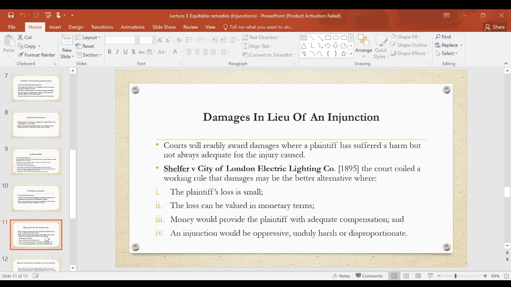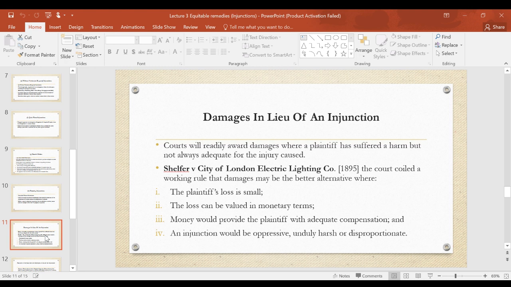Also, where the money will provide the plaintiff with adequate compensation, and also where an injunction will be very oppressive and disproportionate to the defendant, then the court will not be prepared to award an injunction as relief.